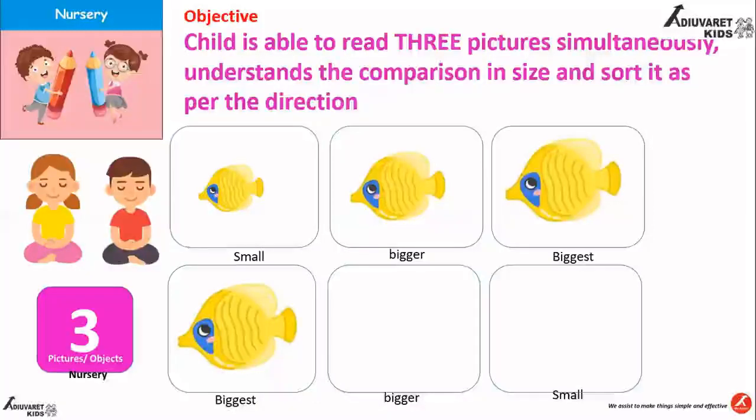Then once the biggest fish is put, the child is expected to put the next fish, a little less in size, in the next box, which is given as the bigger box. And once the child is able to do that, the child will put the smallest fish in the box provided for the small fish. So this is a very, very simple game for a child in nursery class.